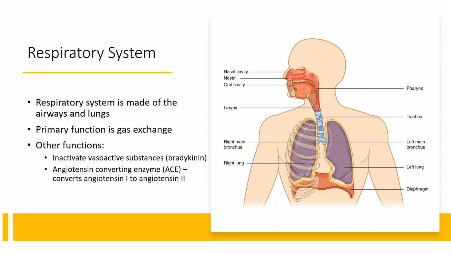the byproduct of metabolism. Other functions include inactivation of vasoactive substances such as bradykinin, and the lungs is where angiotensin-converting enzyme, or ACE, is found. This enzyme converts angiotensin 1 to angiotensin 2 in the renin-angiotensin-aldosterone system.